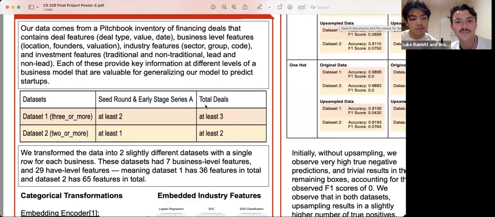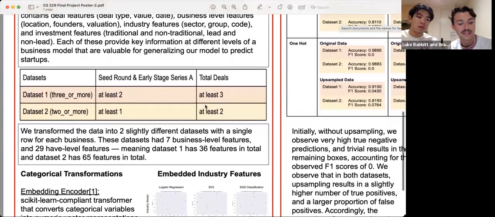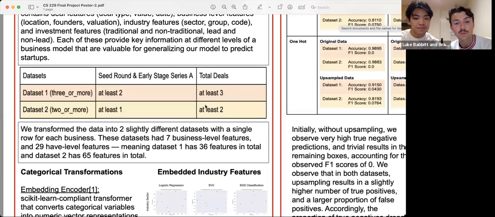So our data actually came from a PitchBook inventory of deals. So each row corresponded to a deal and contained information about the business, the deal, industry level features, as well as investments. And so for our model, we wanted to be able to input it at a business level. And so ultimately, we ended up transforming the data to have one business per row.